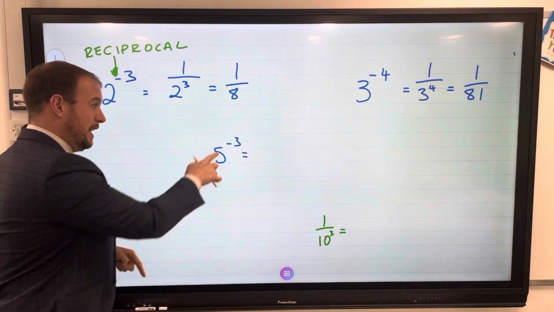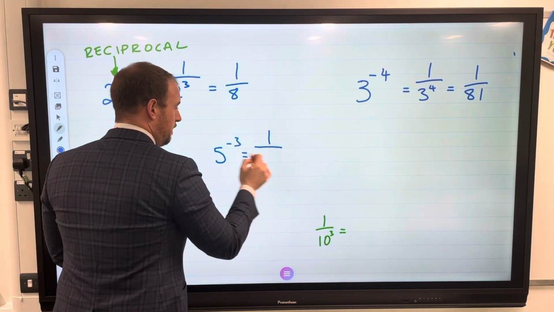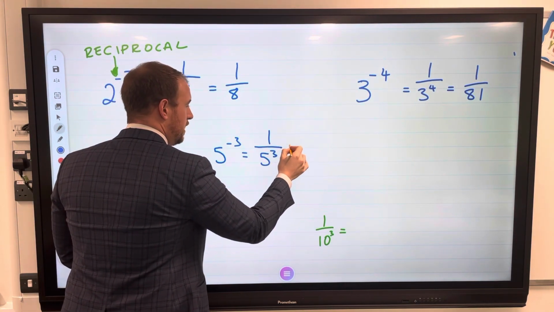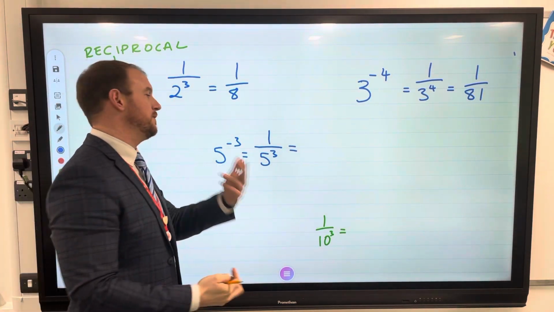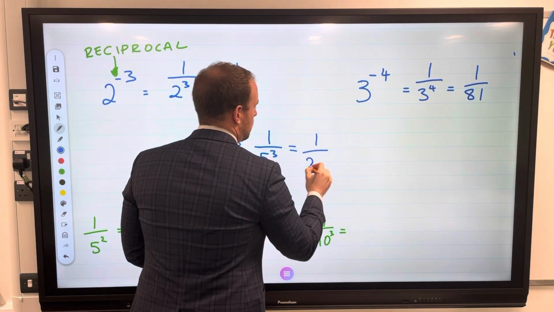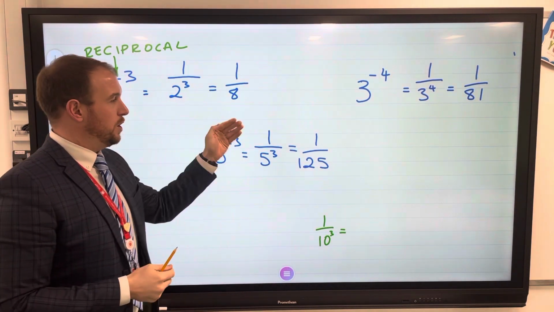And then here, negative reciprocal, 1 over 5 to the power of 3. 5 times 5 is 25. 25 times 5 is 125. Just like that. Okay, so let's work backwards.